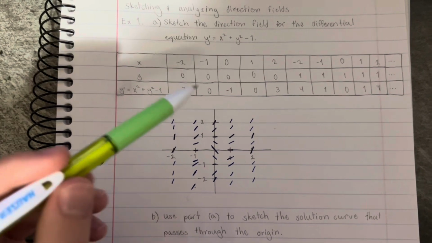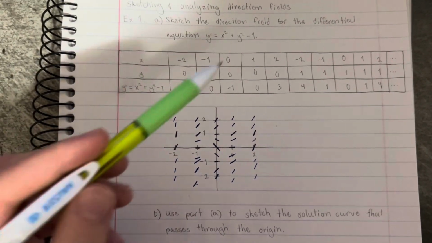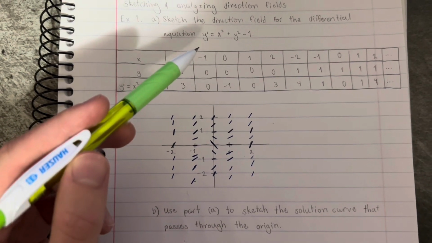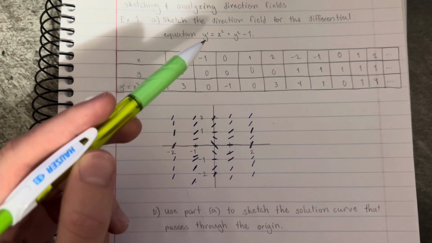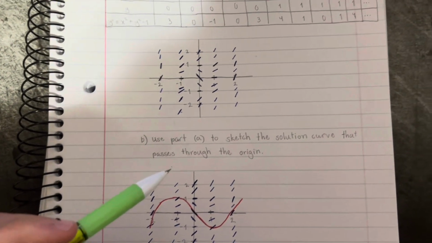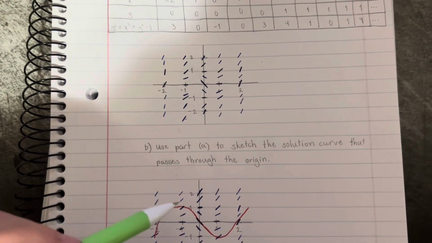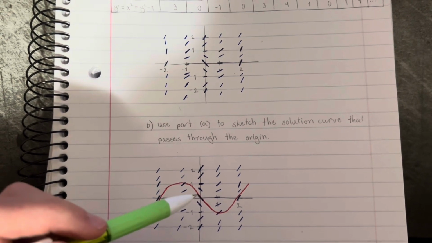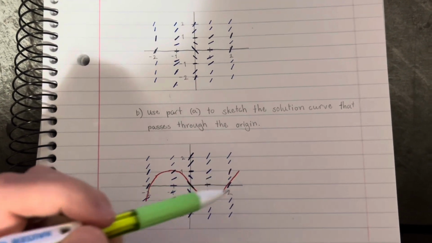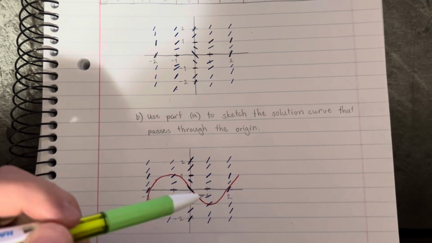So to find the direction field for any equation, you just take x and y values, plug them into the derivative equation that you get, and then plot them all out on a graph. And if it asks you to sketch a solution curve that passes through a certain point, you look at that point, and then you just follow the direction or the flow of each slope that you drew.